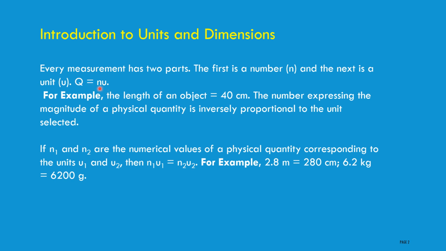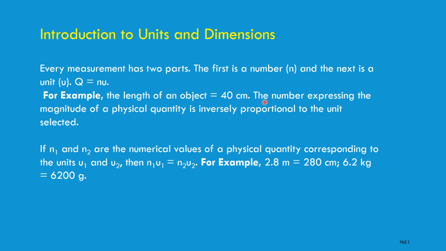N represents the number of times. U is the unit. Always the unit will compare the physical quantity. For example, the length of an object is 40 centimeter. Here 40 represents the number, otherwise the number of times. Centimeter is represented as the unit. Centimeter will compare the quantity.